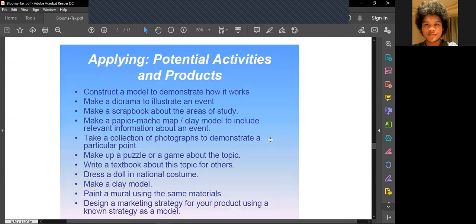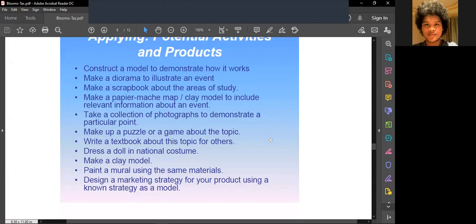Now, applying potential activities, such as constructing a model to demonstrate how it works, make a diorama to illustrate an event, make a scrapbook, make a papier-mâché map or clay model to include relevant information about an event, write a textbook, dress a doll, make a clay model, paint a mural, or design a marketing strategy.